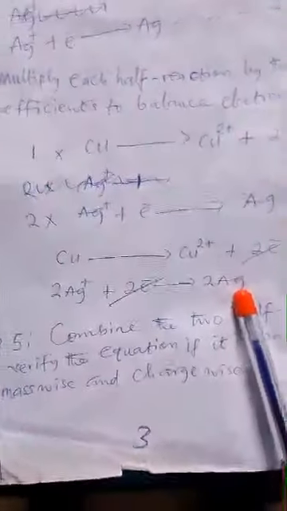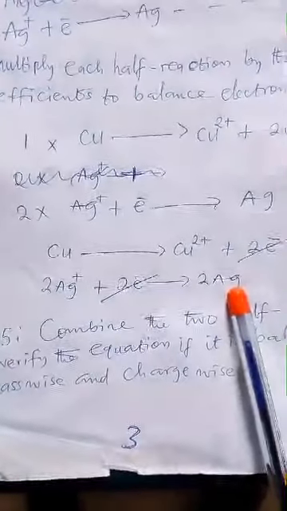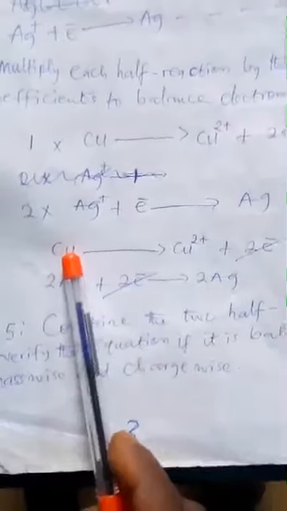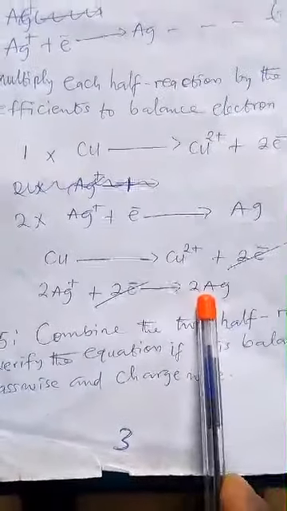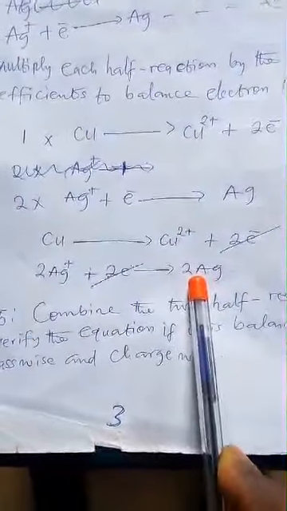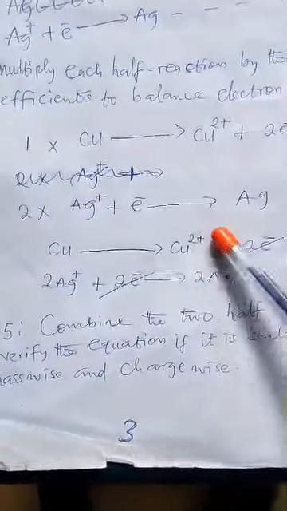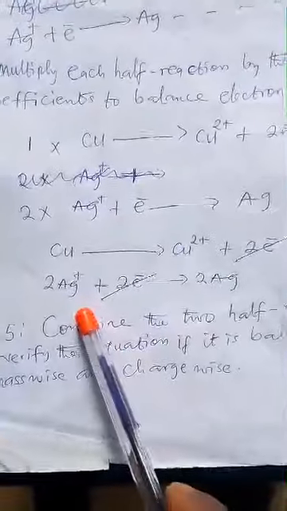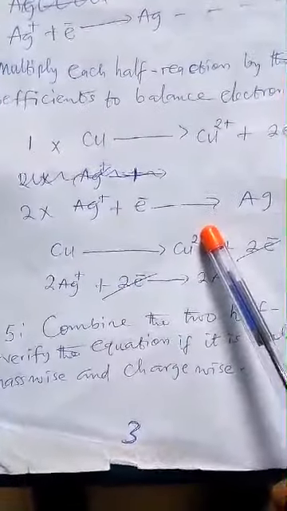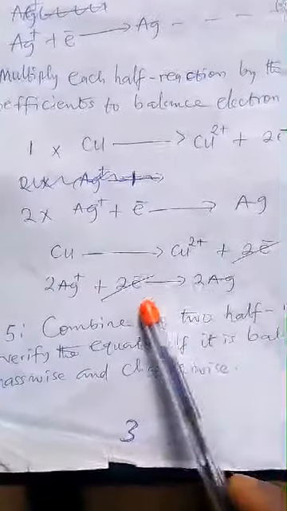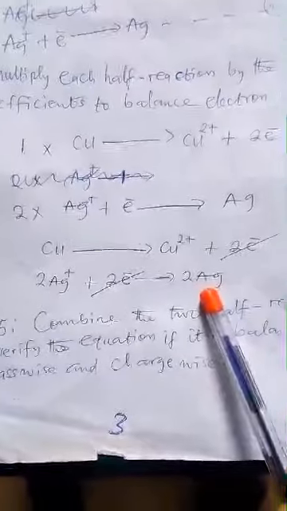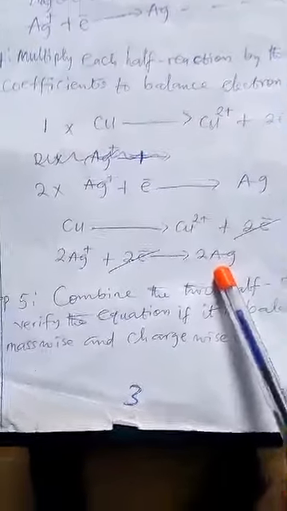That means they have equal numbers now, meaning if one copper will release 2 electrons, we need 2 atoms of silver to receive the electrons. One atom of copper will release 2 electrons, and we need 2 ions of silver to collect the electrons to form these 2 silver metal.